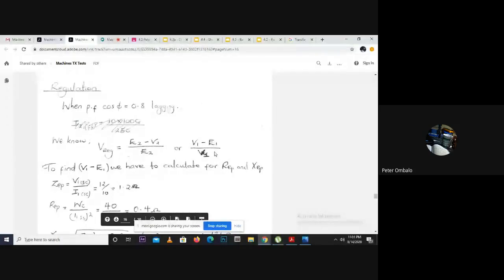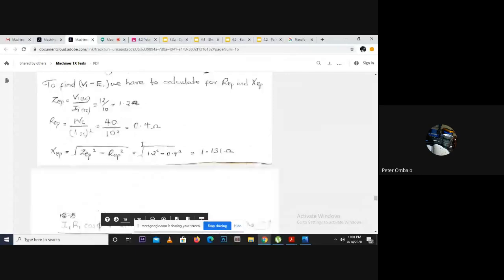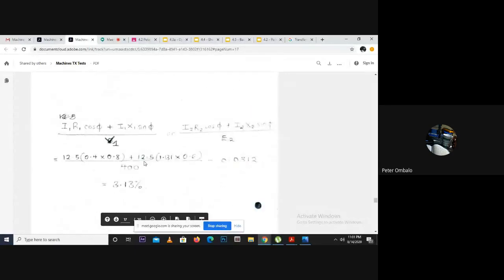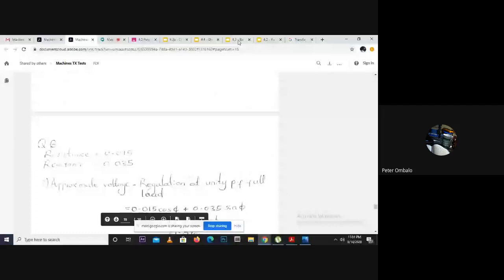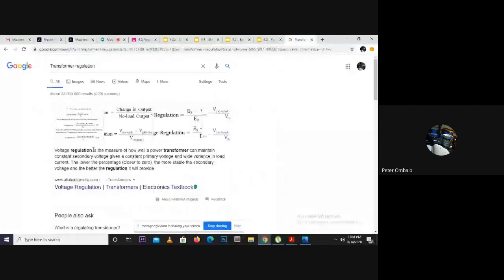This one, take it with a grain of salt. So this first one is what we're going to be using. Once you use the first one, you get 3.13. If you use the second one, you're also going to get 3. The definition here talks about the secondary voltage closer to zero, most voltage.